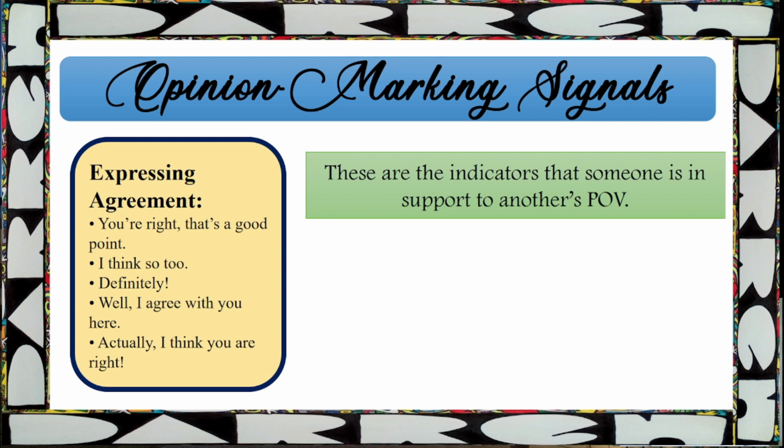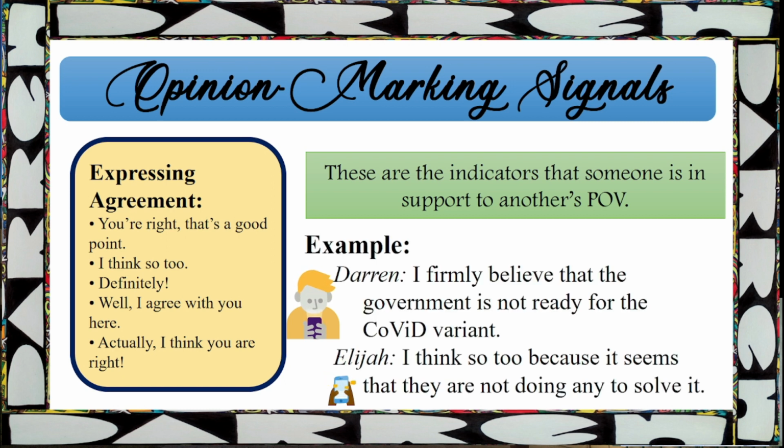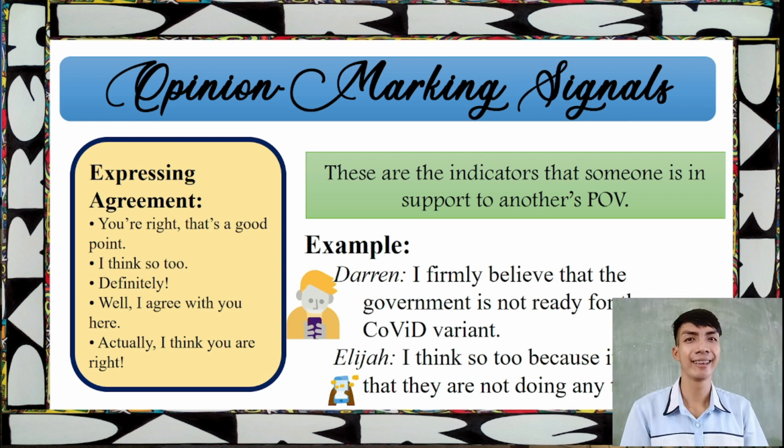For example, this conversation between Darren and Elijah. Darren: "I firmly believe that the government is not ready for the COVID variant." Then Elijah answered with agreement. "I think so too, because it seems that they are not doing anything to solve it." From this example, Elijah used the opinion marking signal, "I think so too," to show agreement or support to Darren's idea about the government being not ready for the COVID variant.